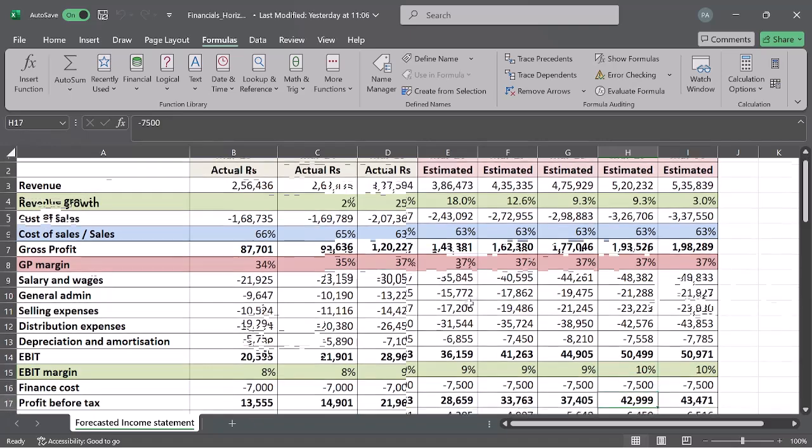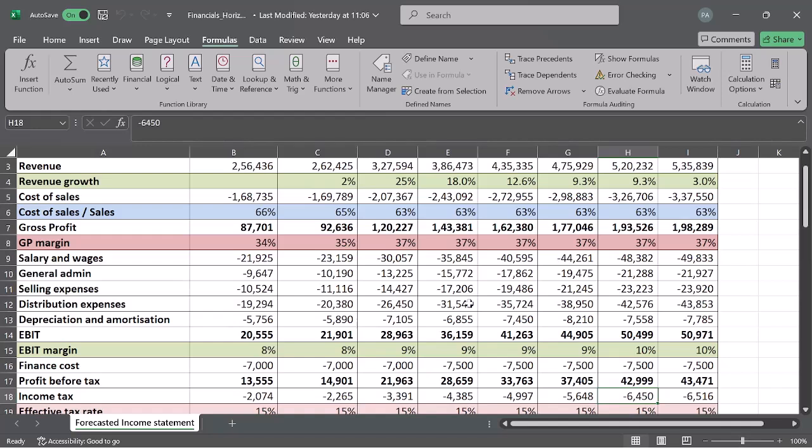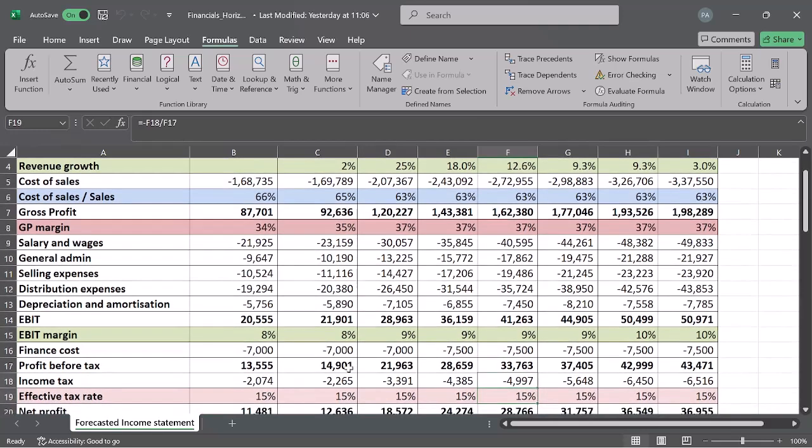For example, the company has launched a new product and it has become more profitable, which will add to the margin, something like that. Then the finance cost. Finance cost is assumed as 7,000 rupees. It remains constant. The company has not taken any loan as such, which means the company has not gone for taking a loan.